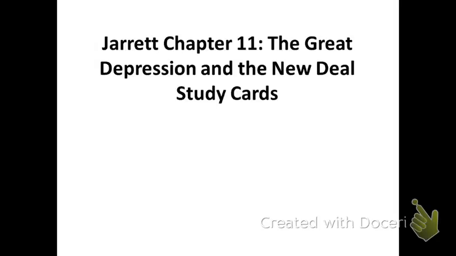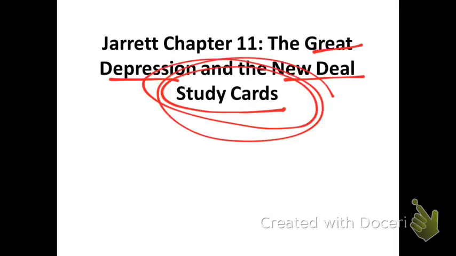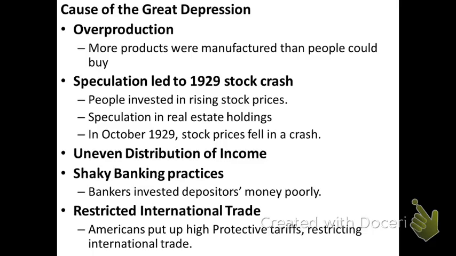And we're back. We are looking at Jarrett Chapter 11, the Great Depression, the New Deal, and we'll look at the study cards. I believe there are 6 of them, and these, of course, can be found in the back of the Jarrett chapter, and we're going to walk through each and every one of them and take a few moments to look at them. So let's begin.